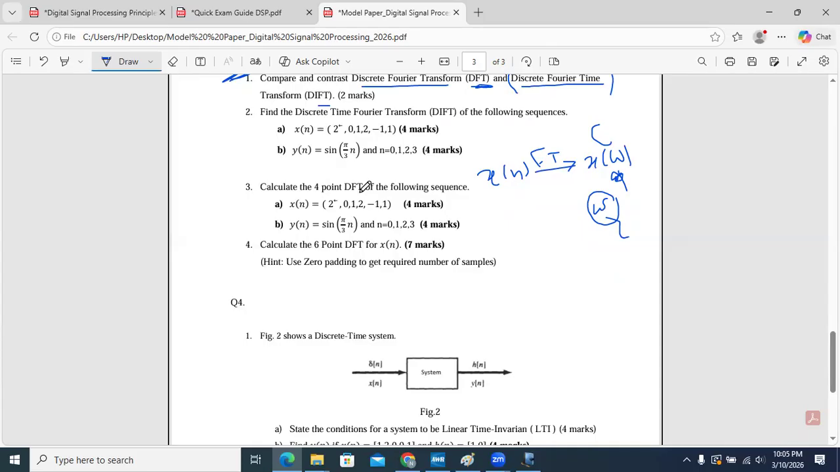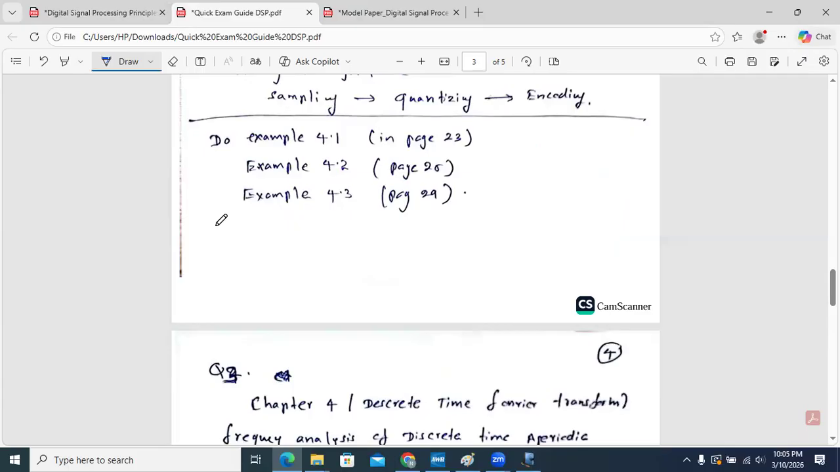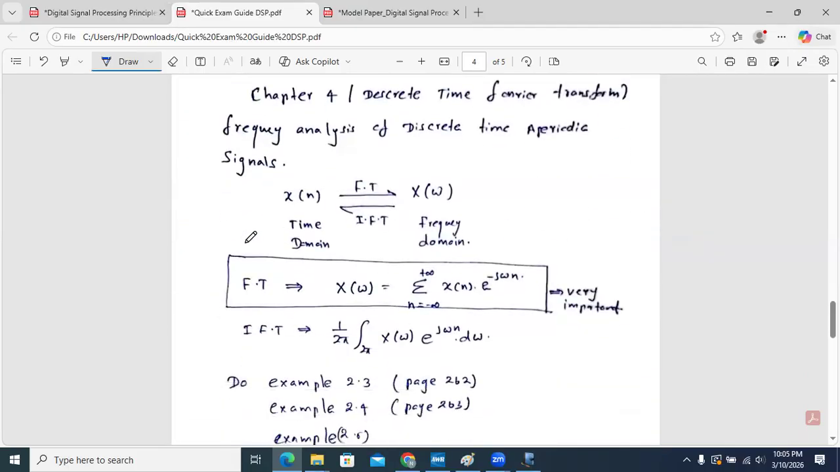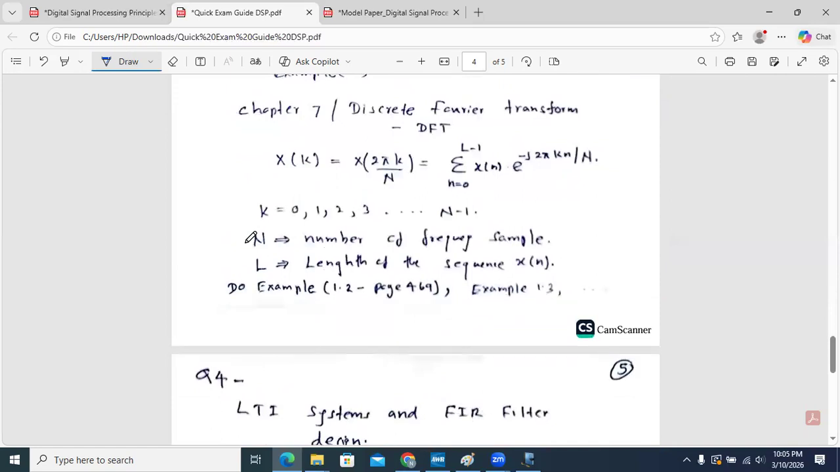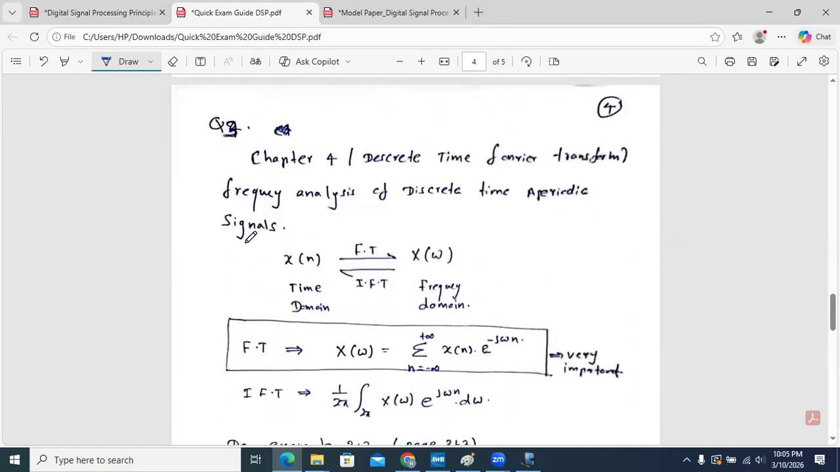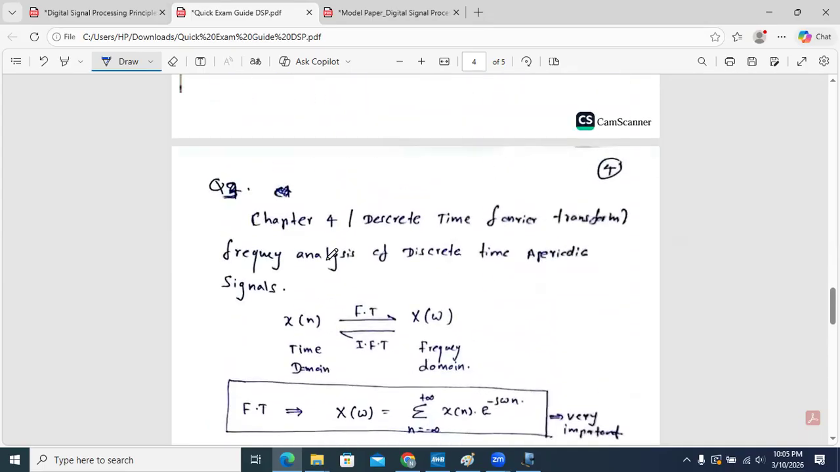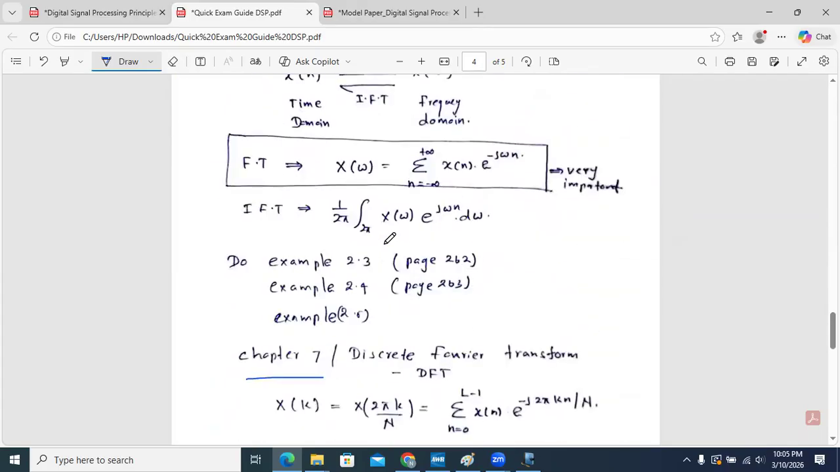Okay, I will go to this one, for example. So this question 3 is about the discrete time Fourier transform and the discrete Fourier transform. The discrete Fourier transform is chapter 7, and the discrete time Fourier transform is in chapter 4.